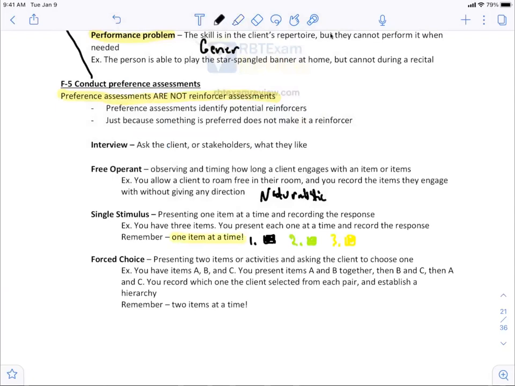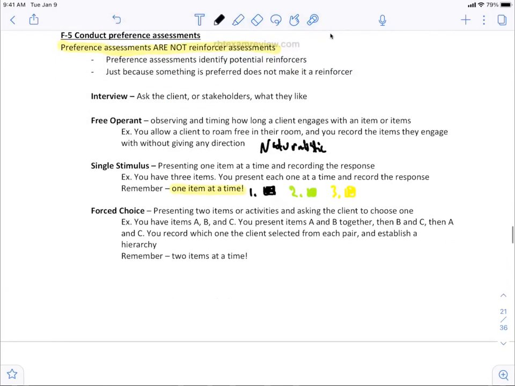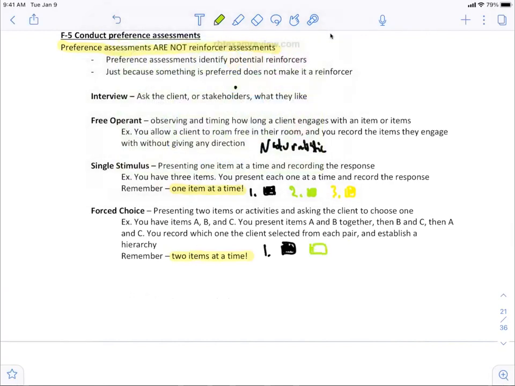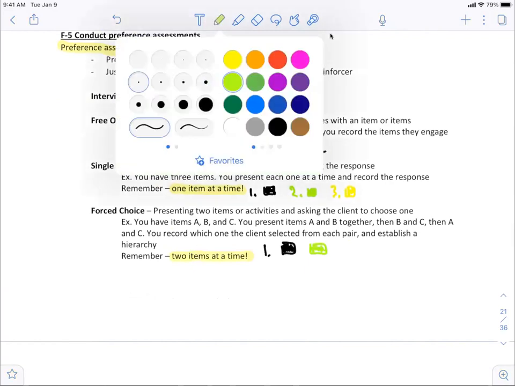On the exam, when you get to preference assessment questions, ask yourself, are we looking at one stimulus? Are we looking at two stimuli? Or are we looking at three or more? If we're looking at two stimuli, we're most likely looking at forced choice. So if we take our same example, instead of one at a time, your first one might look like the black square and the green square together. And what do they prefer?